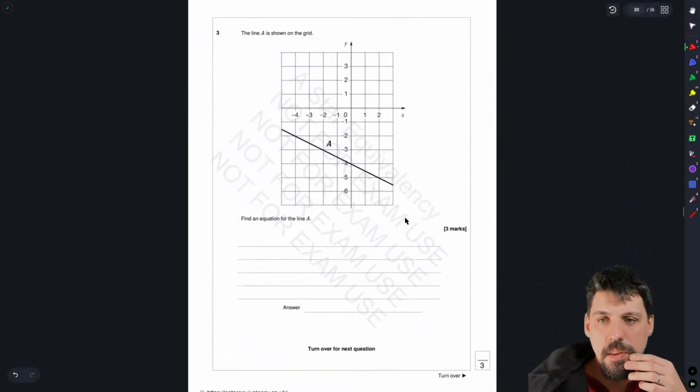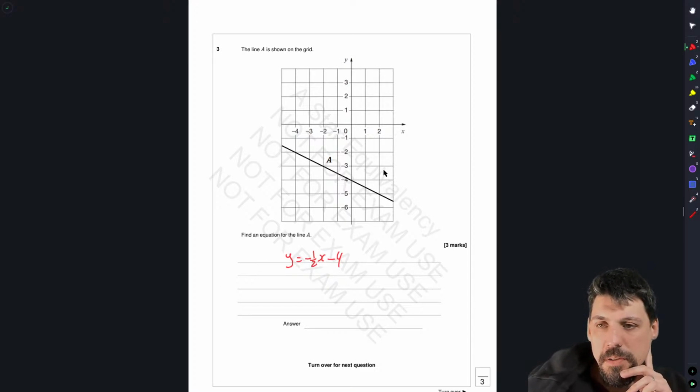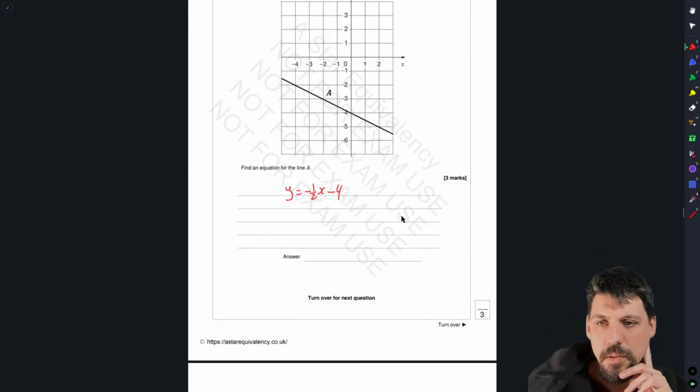Right. Find an equation for the line A. 1 square is 1, 1. Going along by 2, down by 1. So y is minus a half x minus 4. Along by 2, down by 1, right? Yes.